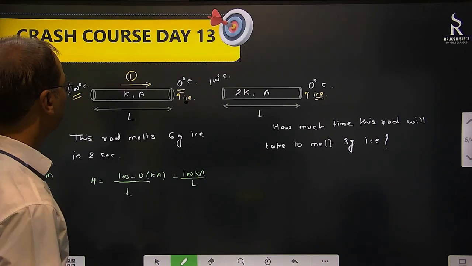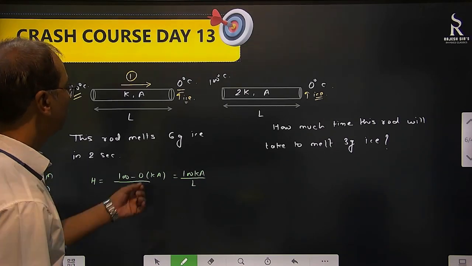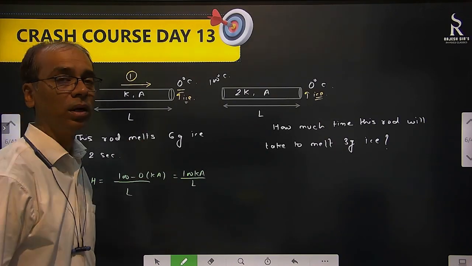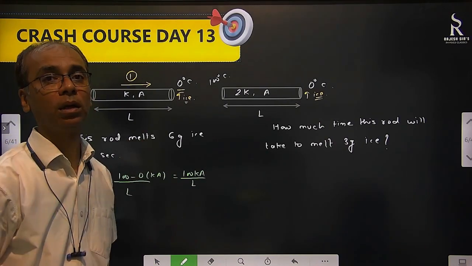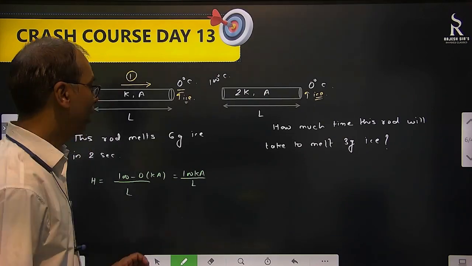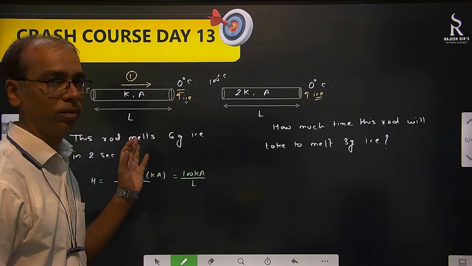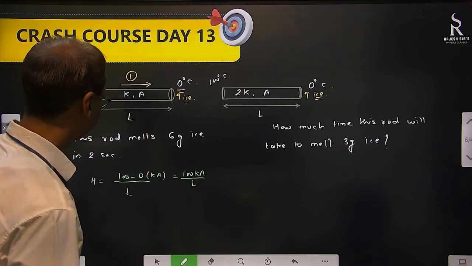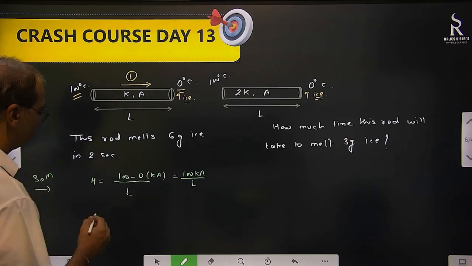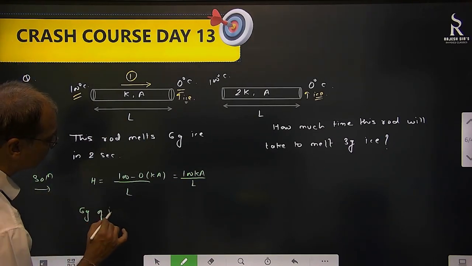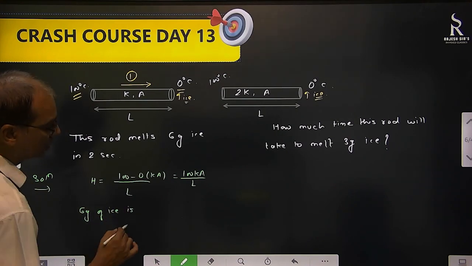So what is required now, how much heat is required? He wants to melt 6 gram of ice in 2 seconds. So 6 gram of ice you have to melt. That means what does he require? Latent heat, I mean mL. Now L here, if you remember, you can put calories. So 6 gram of ice is melted.